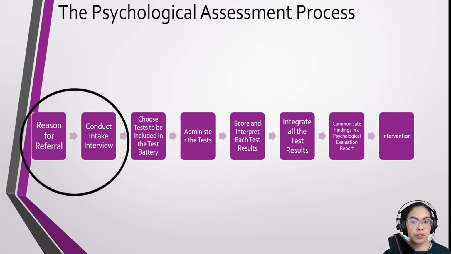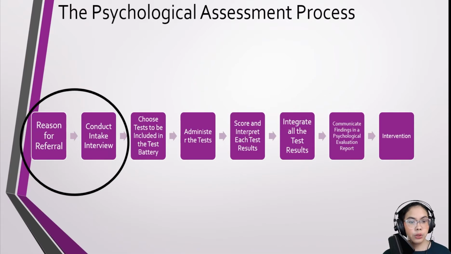The psychological evaluation report is the way we communicate all the test results and also what we have learned about our client or patient. This is where we write a picture of our client. And of course, the last part is the intervention part. In the intervention part, this is where the psychologist will administer intervention to our patient or client, especially when it requires therapy.